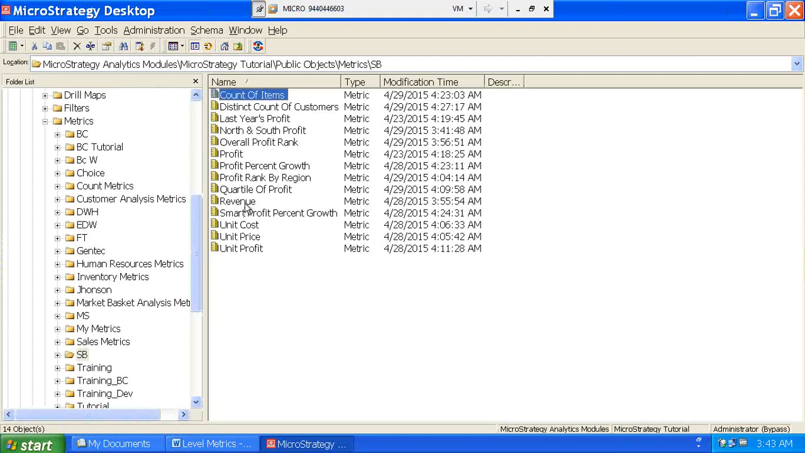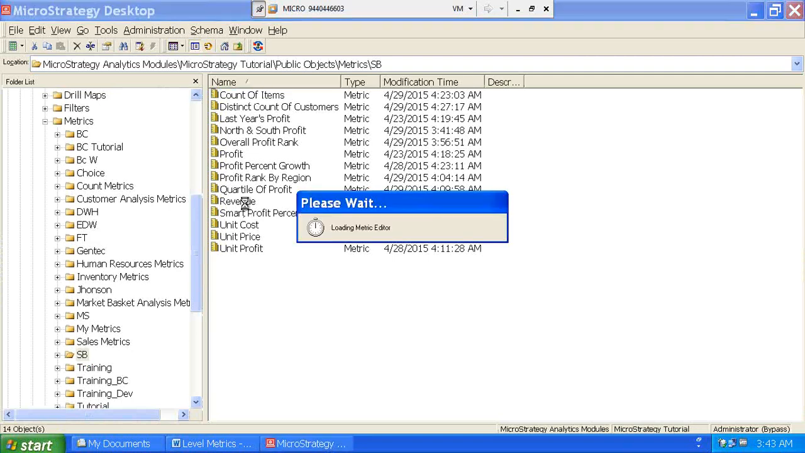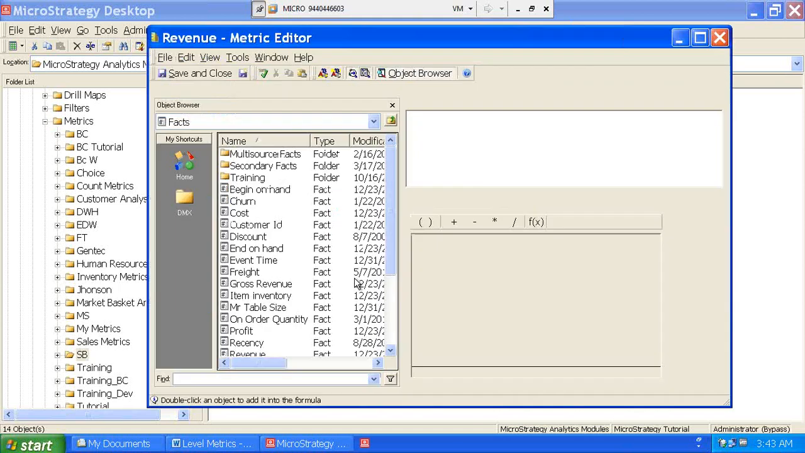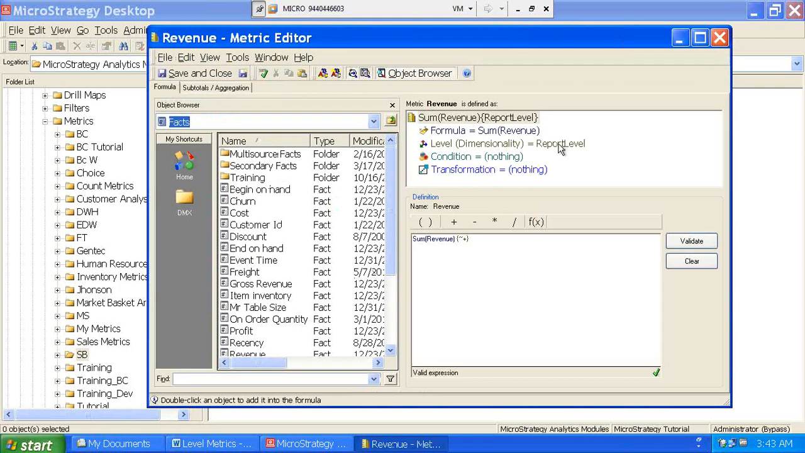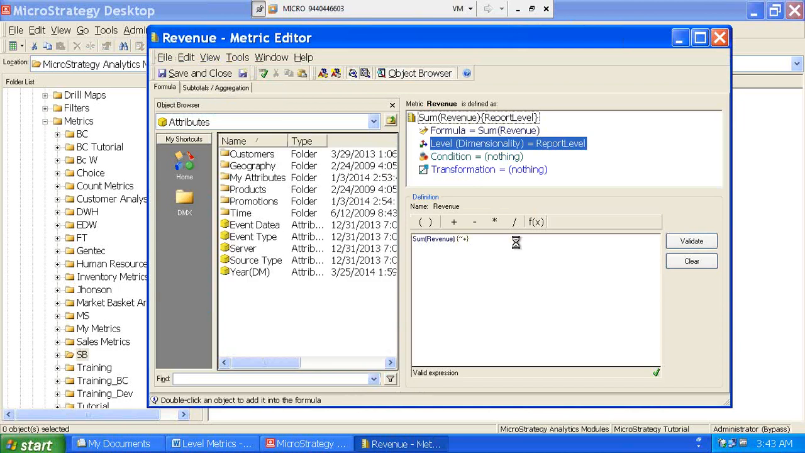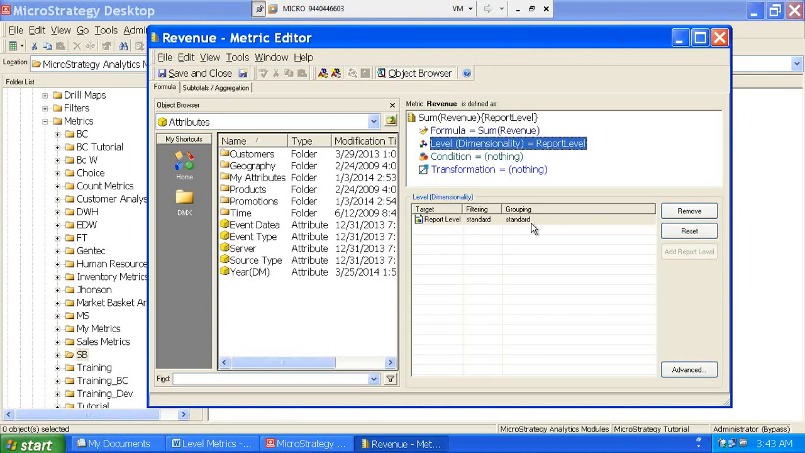See, for example, I'll show you revenue, which is a simple metric. It is at report level. Report level, standard filtering, standard grouping. Later we will understand filtering and grouping. First understand report level. I am going to explain all these three.